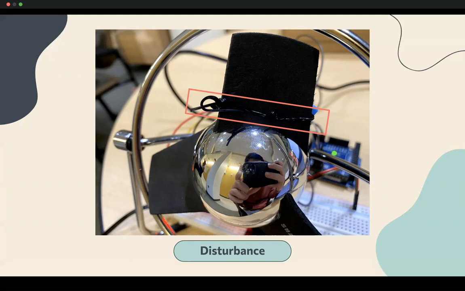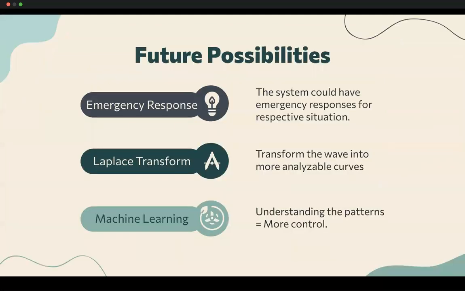Aside from that, we will showcase the heat index part during the judging section tomorrow. Some of the future possibilities include carrying out emergency responses by the system itself, transferring the graph via Laplace transform, and applying machine learning. These steps are assisting us to translate our data into information and also reduce the damage of a malfunctioning wind turbine.